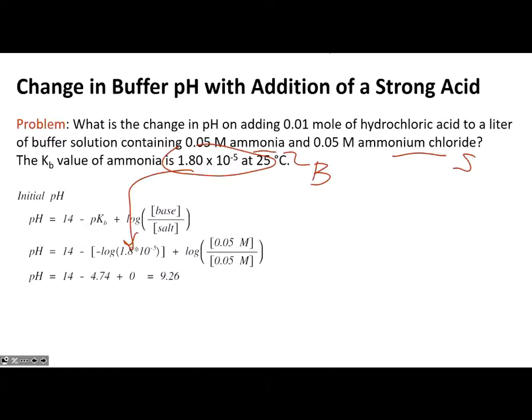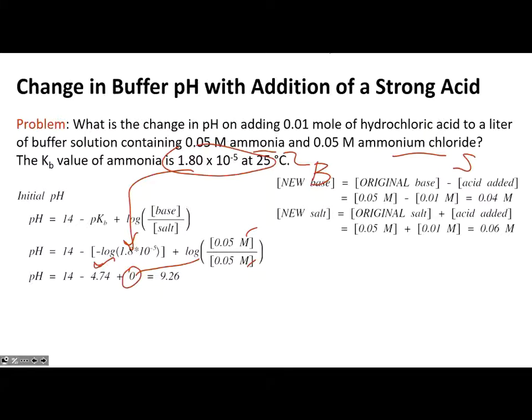It is going to be 14 minus the pKb, plus the log of the concentration of the base over the salt. Since this ratio is equal to 1, that's where we get the 0 from. If you take the negative log of 1.8 times 10 to the negative fifth, you get 4.74. So 14 minus that plus 0 gives you 9.26. Does everyone see that before we add any of the hydrochloric acid, the pH of this solution is 9.26? Next step is to determine the revised concentrations.